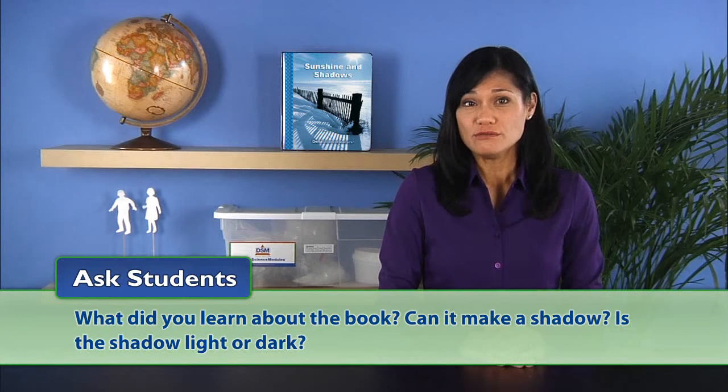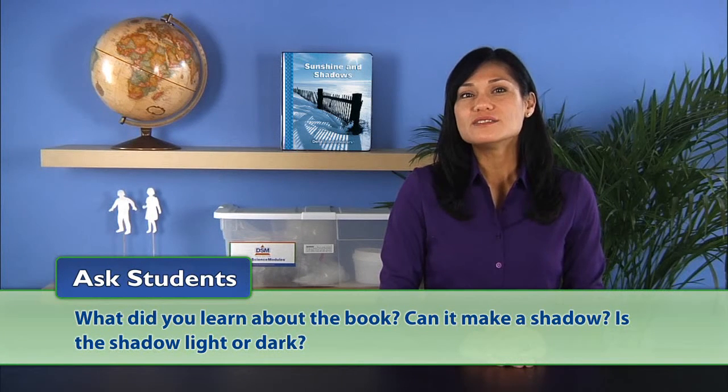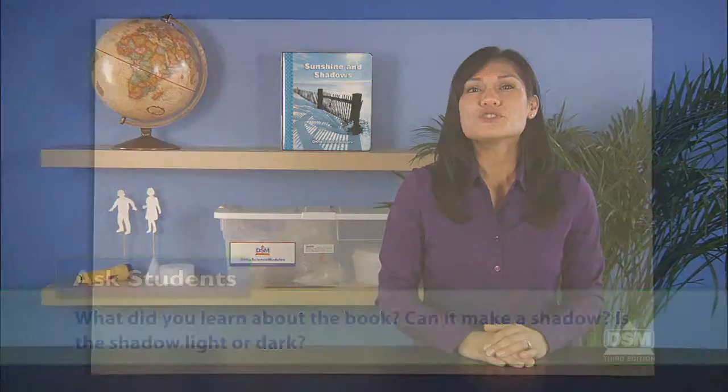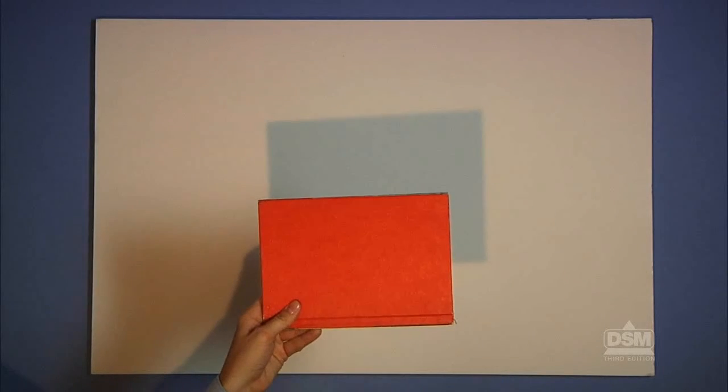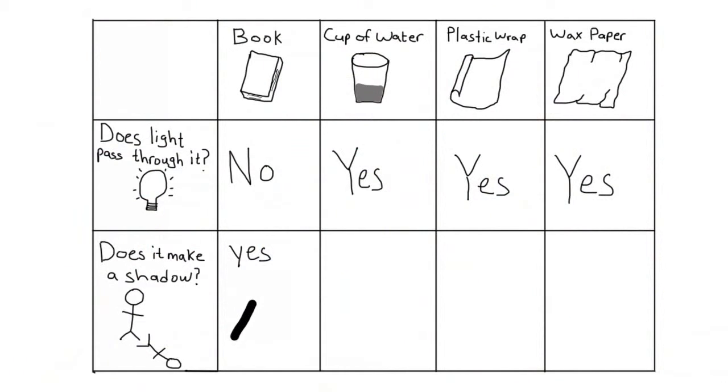Turn the lights back on and ask students, what did you learn about the book? Can it make a shadow? Is the shadow light or dark? Students should note that the book casts a dark shadow. On the second line of the chart, under the book, shade in a dark shadow.